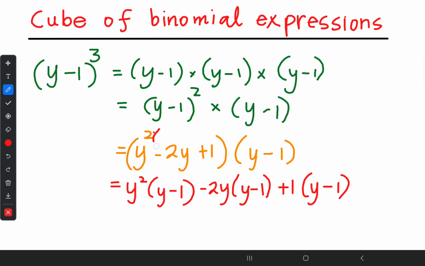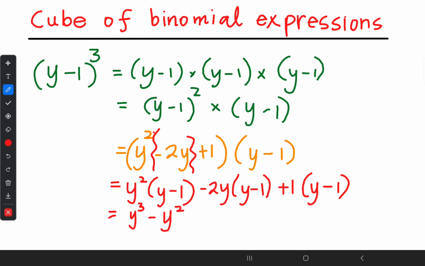First, I will split this into three parts, and each should be multiplied with the second function. Y square multiplied with y minus 1. Thereafter, negative 2y multiplied with y minus 1. Then finally, 1 multiplied with y minus 1 as well. Next, let's write the expansion. Y square times y is y cube, minus y square times 1, which is y square.